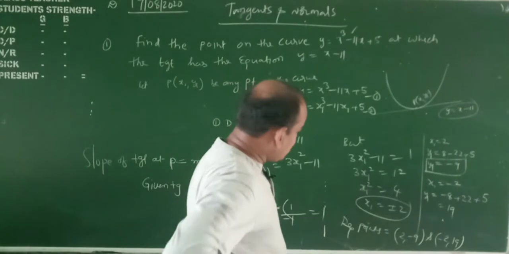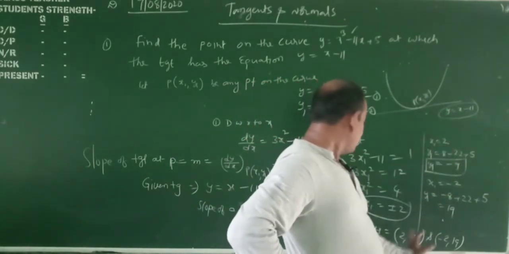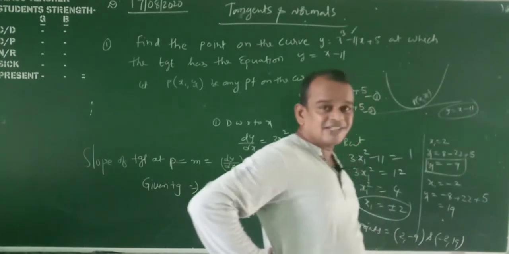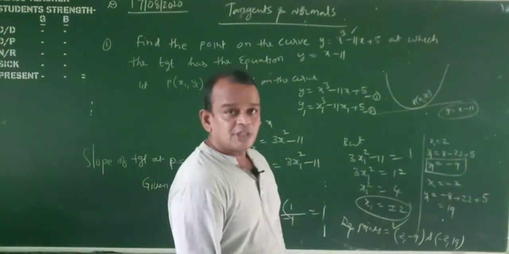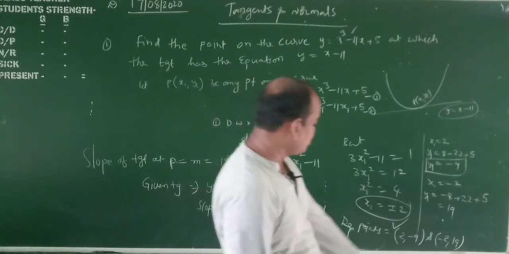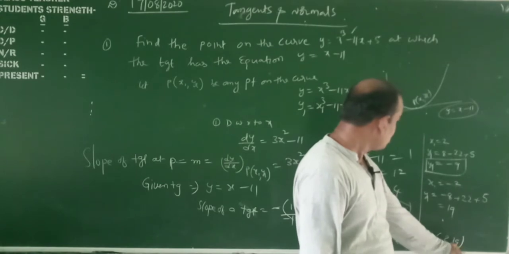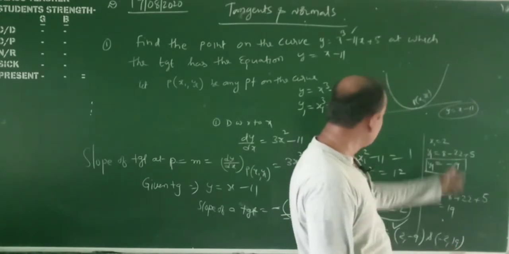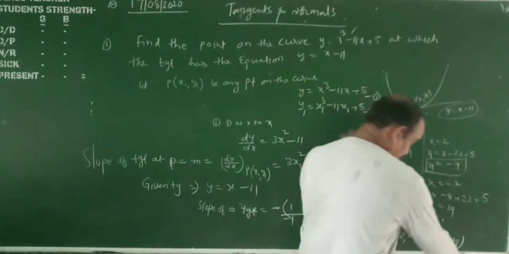Suppose the y value is equal to minus 9; substitute here, the x value is 2, and 2 minus 11 is minus 9. This point is satisfied. This point must and should satisfy. Now substitute the other one: y value 19, x value minus 2, minus 2 minus 11 is minus 13. This point is not satisfied.